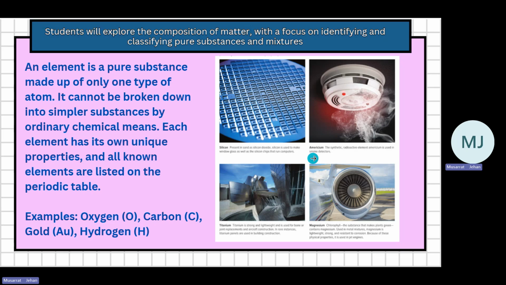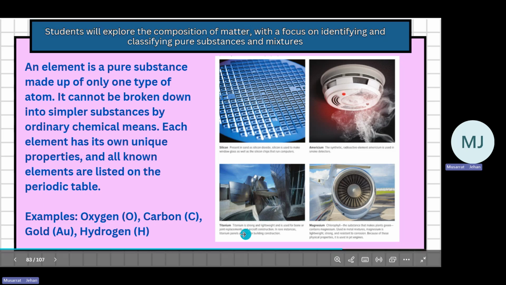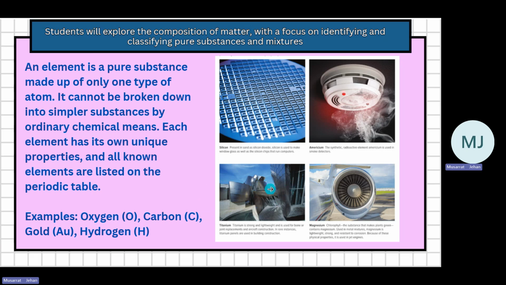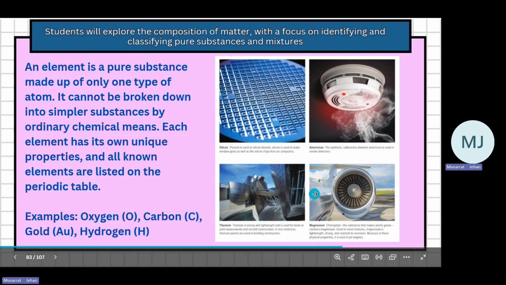Then americium, it is a synthetic radioactive element. It is used for smoke detectors. Then we have titanium. It is a strong and lightweight element, and it is used for bone and joint replacement, like in the medical field for replacement of bones and joints, and also in aircraft construction. Sometimes it is also used in panel constructions. Then magnesium is found in chlorophyll, the substance that makes the plants green.